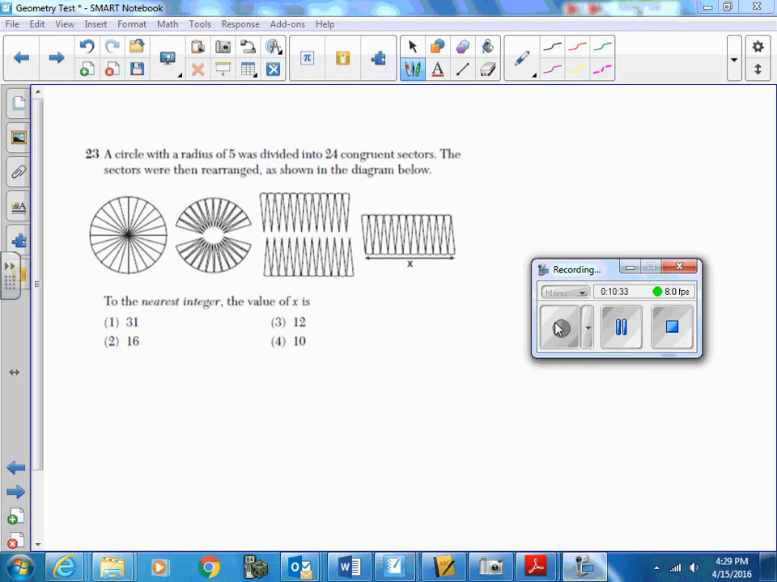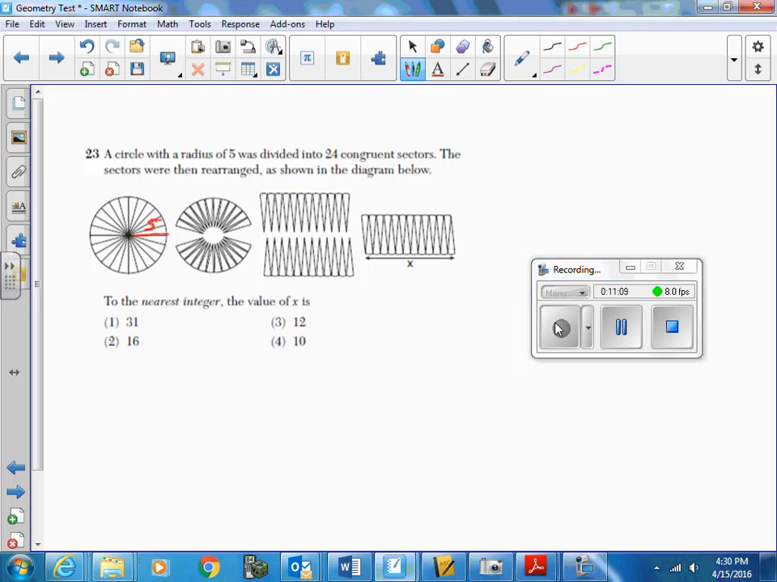All right, let's look at number 23. It says a circle with a radius of 5 was divided into 24 congruent sectors. The sectors were then rearranged as shown in the diagram below. And it says now to the nearest integer, the value of x is, and we have 4 choices. Okay, so let's talk about what we know. We know the radius of this original circle is 5.